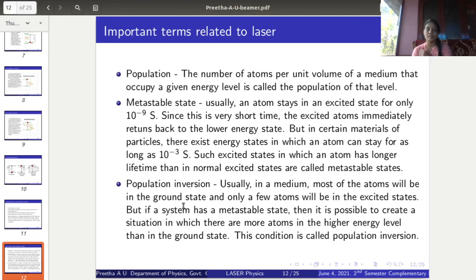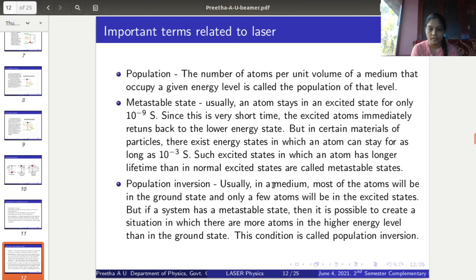So why is the metastable state important in lasers? For the lasing action to take place, this should be understood by understanding another term, population inversion. It should be clear why the metastable state is important in laser by understanding the term population inversion. So what is population inversion?